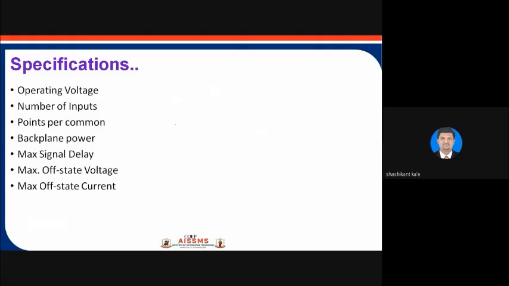In specifications, operating voltage, number of inputs, points per common, backplane power supply, maximum signal delay, maximum offset voltage, maximum offset current. These are the parameters considered while we are thinking to buy an input channel or input module.